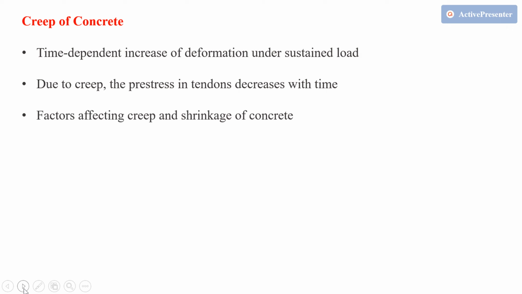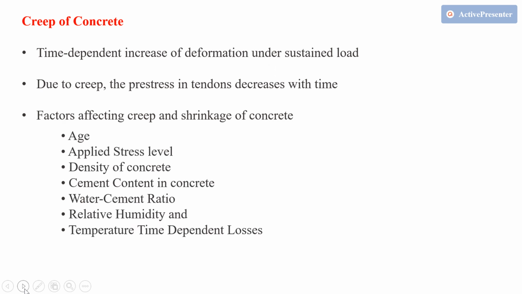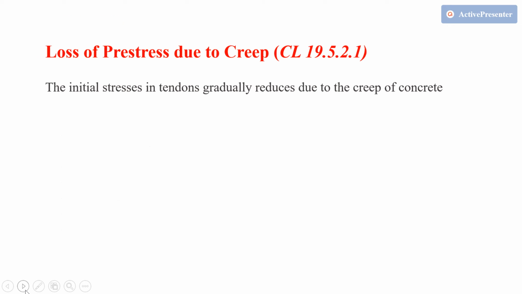The factors mainly affecting the creep as well as the shrinkage of concrete are the age of the concrete, the applied stress level, the density of the concrete, the cement content, the water cement ratio, relative humidity, time, temperature, etc. This we have studied in concrete technology, so I am not going into detail. If you want, you can refer to some concrete technology textbooks to understand this in depth. We will mainly cover the aspects of creep in pre-stressed concrete. You can see this loss of pre-stress due to creep in clause 19.5.2.1 of your IS 1343:2012.